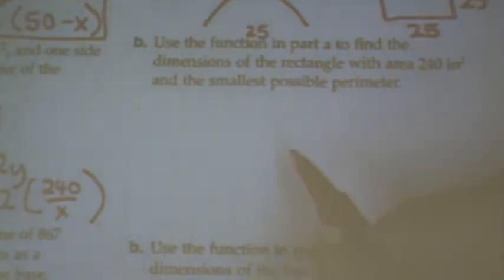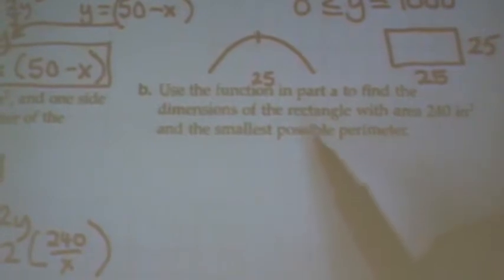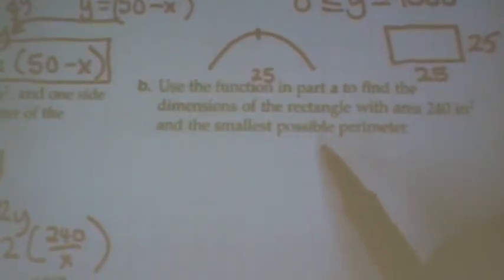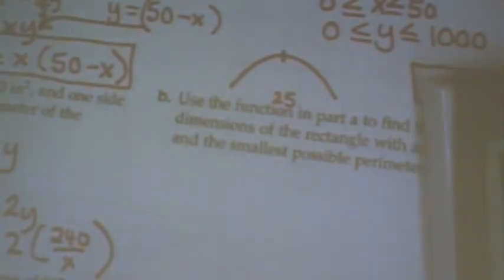So when you graph this one, what do you think it's going to look like? It says the smallest possible perimeter. Smallest, what am I going to look for? A minimum value. So I want you to type that equation in your calculator. I think the same window will be okay, though you may want to change it. I'm going to type in 2x plus 2 parentheses 240 divided by x.